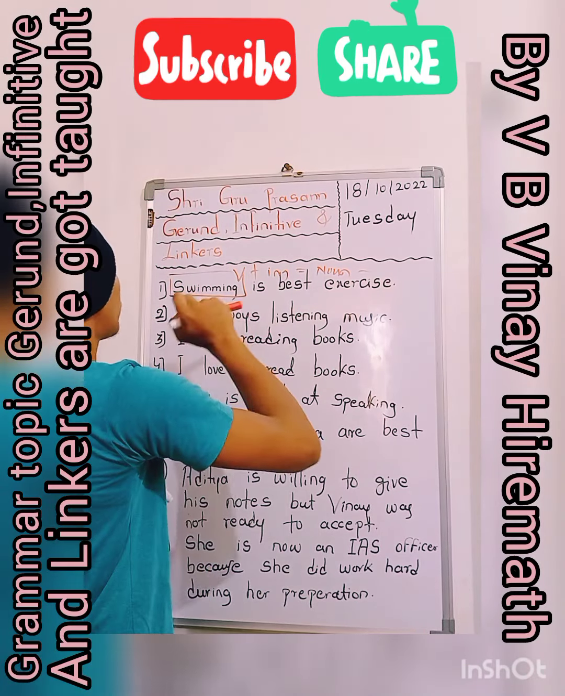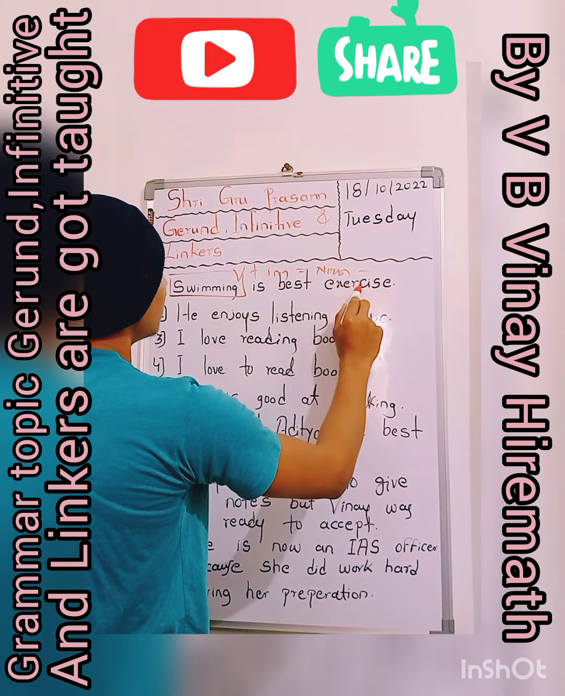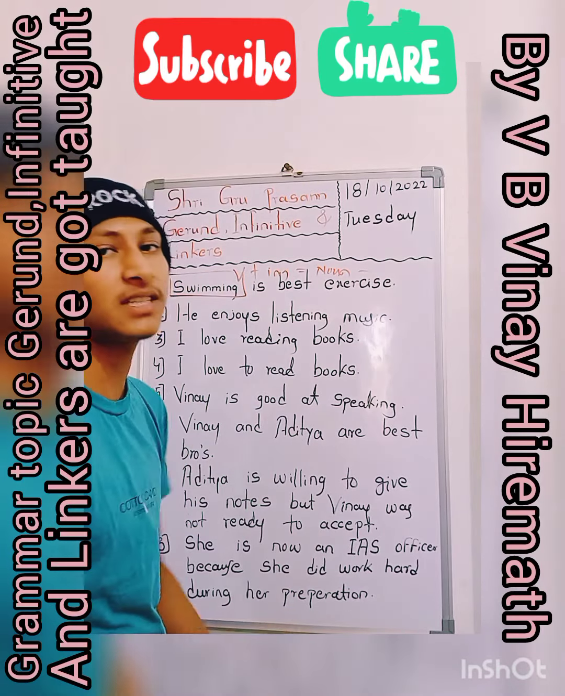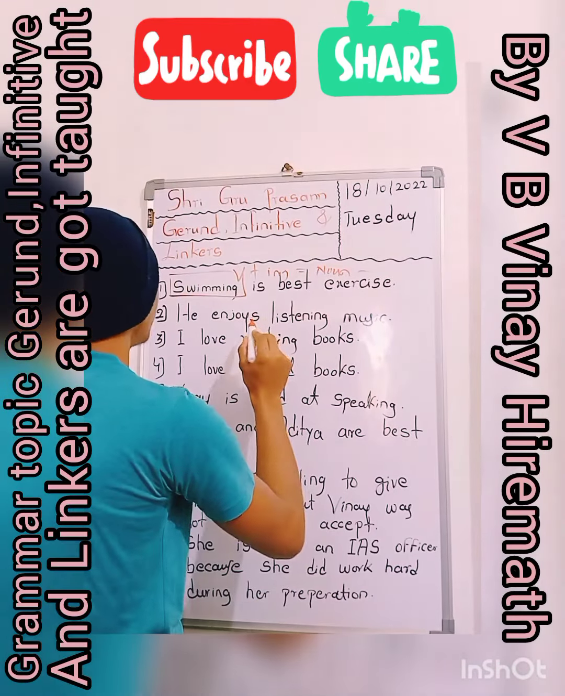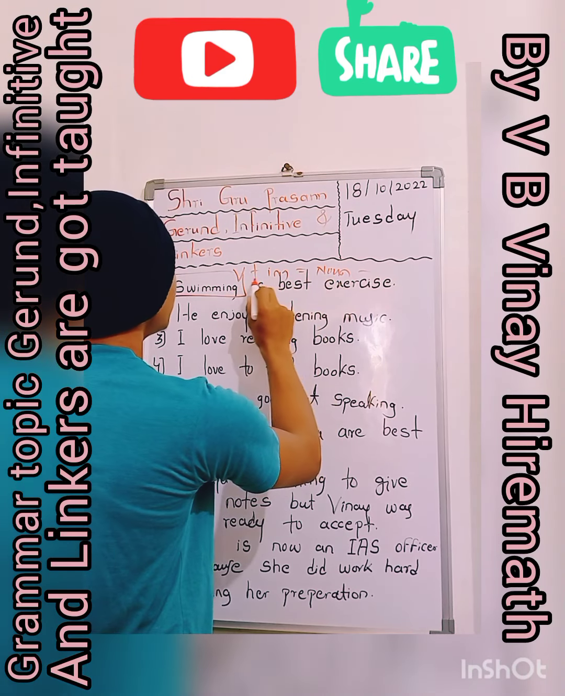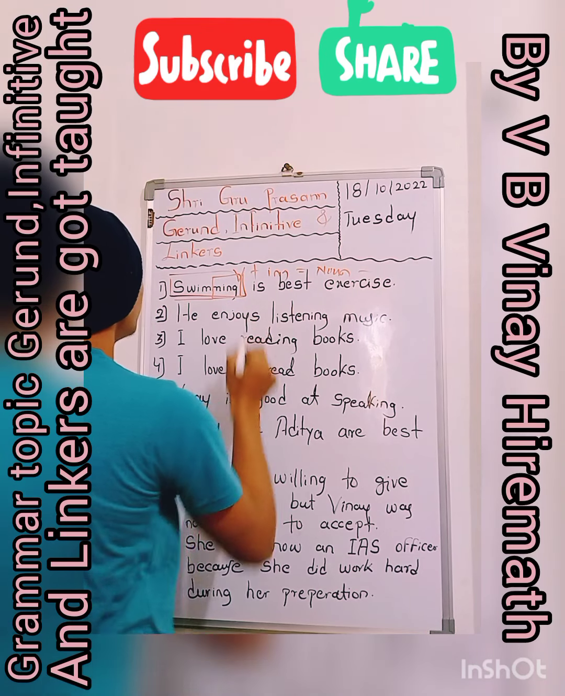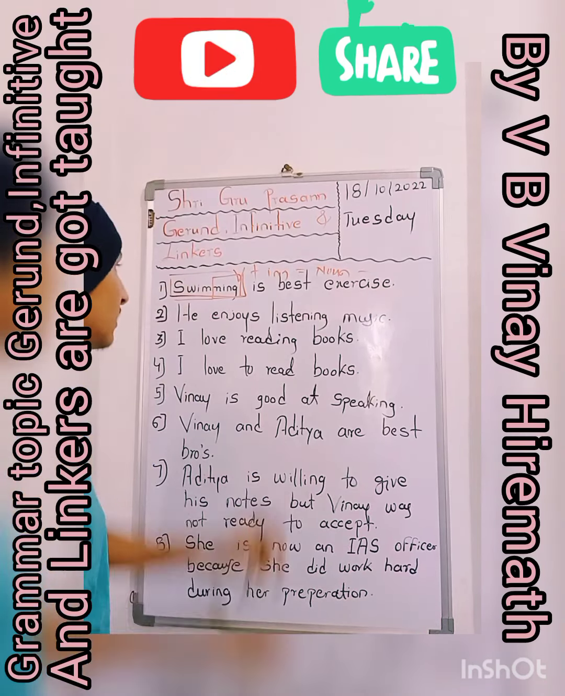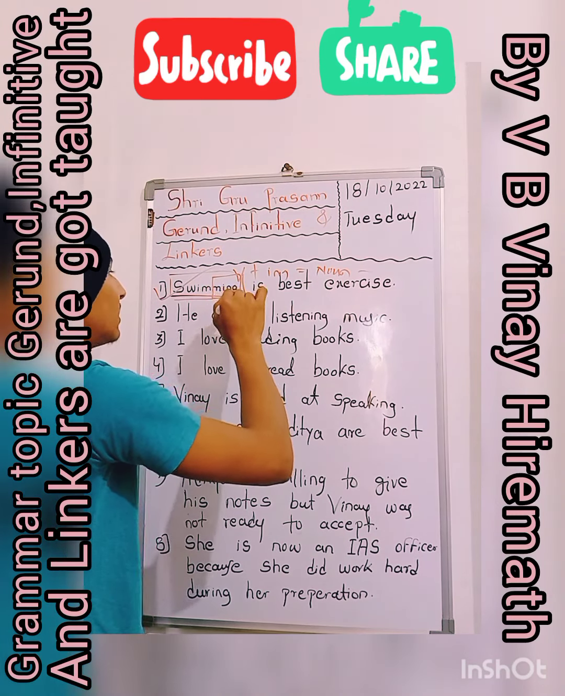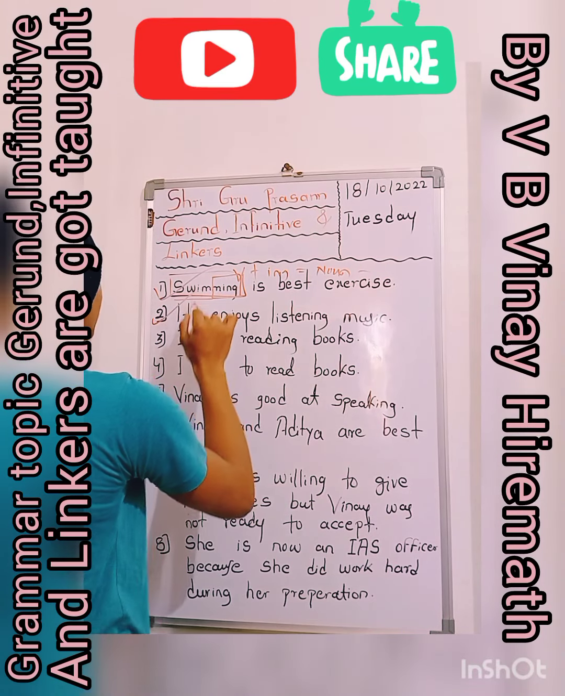Now, through the examples, we will understand thoroughly. Swimming is the best exercise. How will you find the gerund? Here you apply the formula, verb plus ing, and you identify easily the gerund noun, which is taking the place of the subject in the structure.